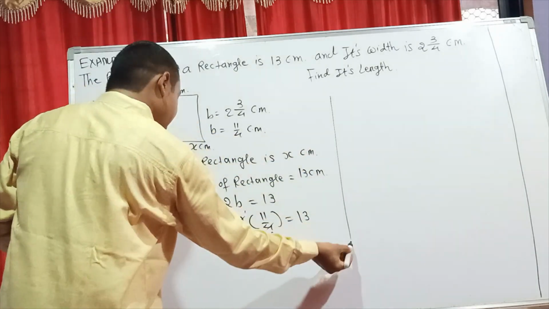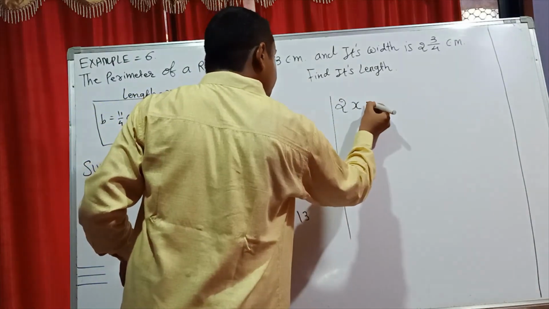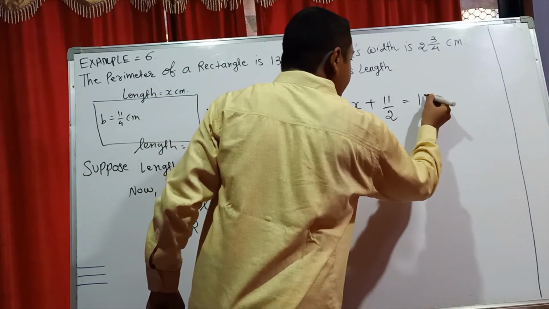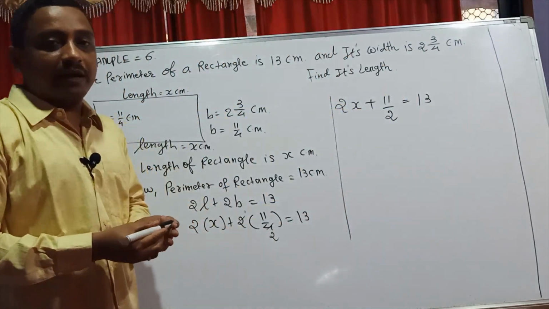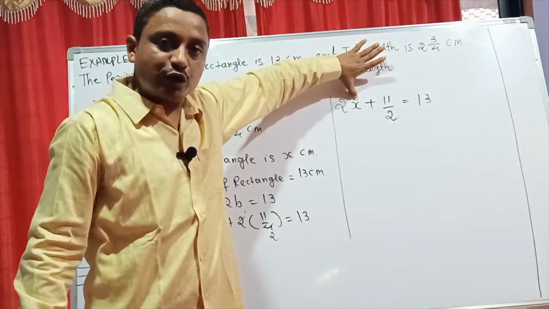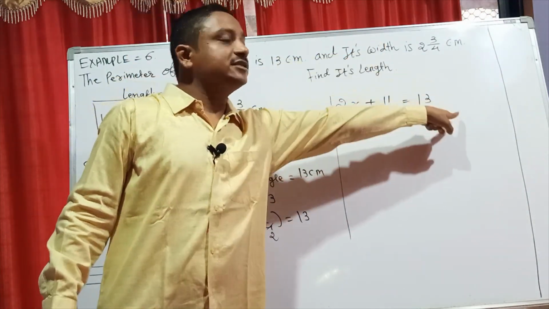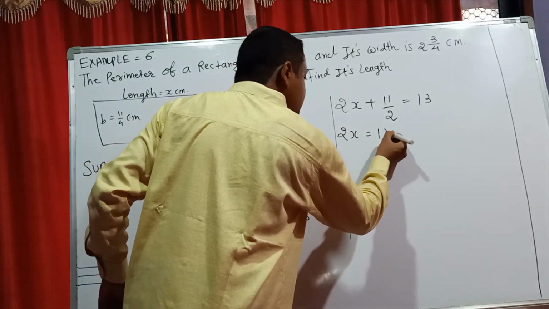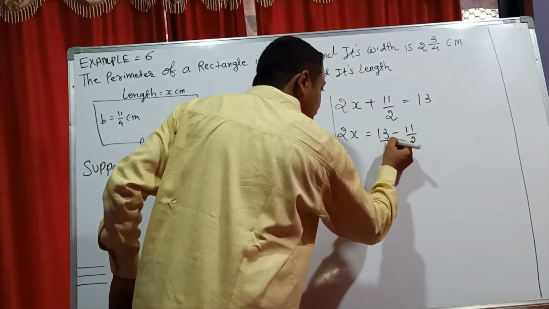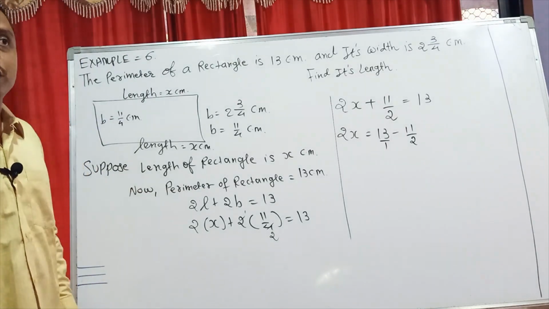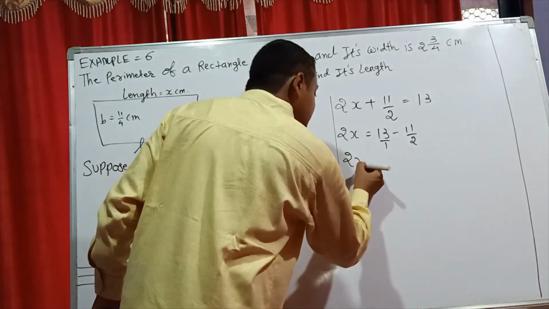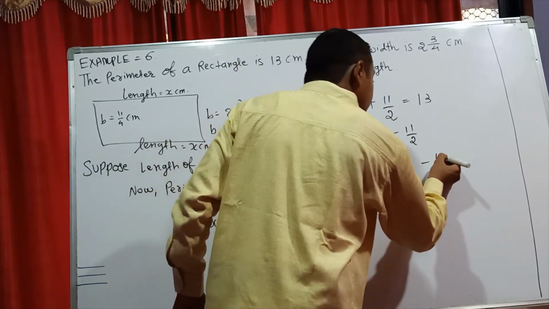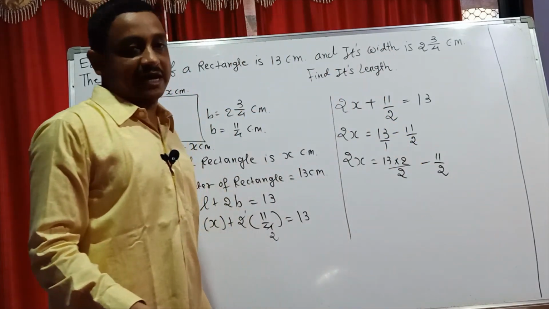Now these 2 1s are and 2 2s are gone. Only I have 2x plus 11 by 2 is equal to 13. Now my target is the x value. So what to do? 11 by 2 is transferred to the right side. So 2x is equal to 13 minus 11 by 2. Take out the LCM. What is the LCM? LCM is 2. So 2 multiplied and 2 divided, and 11 by 2 is as it is.